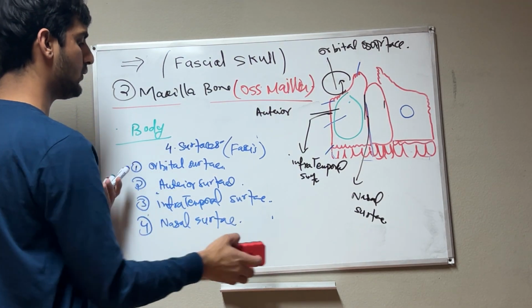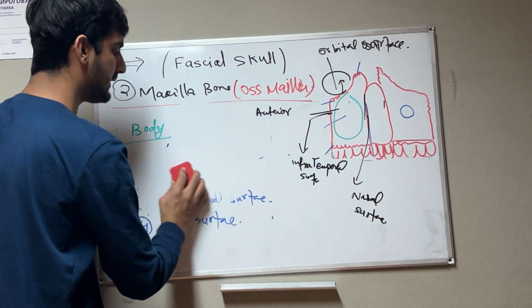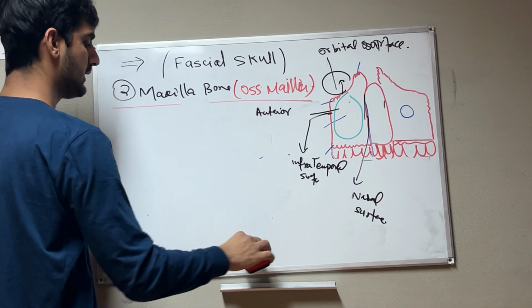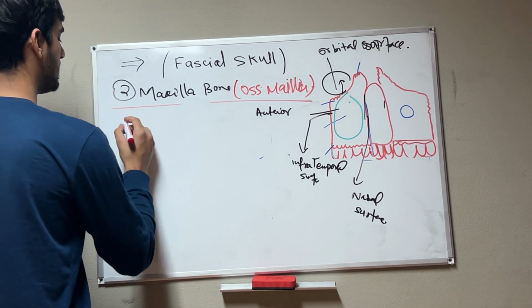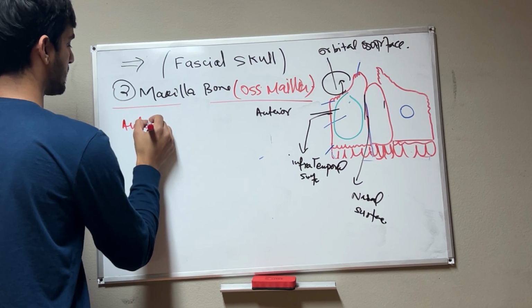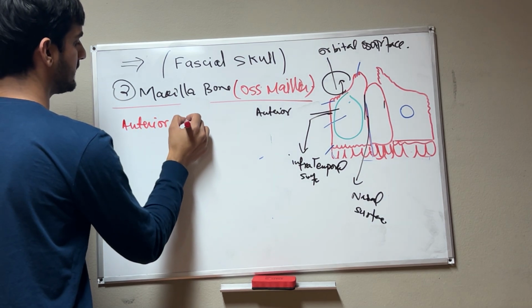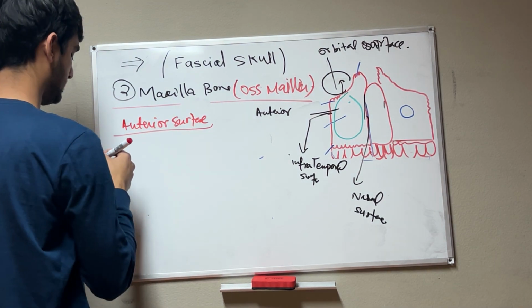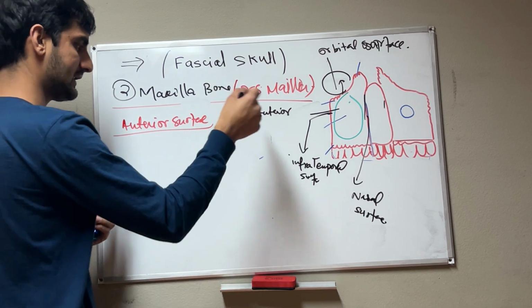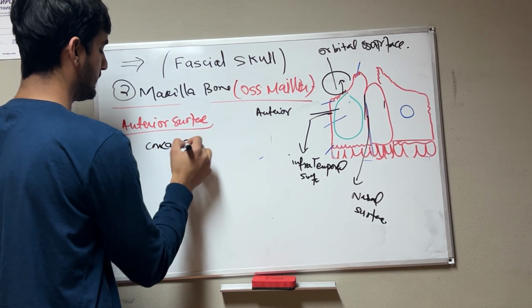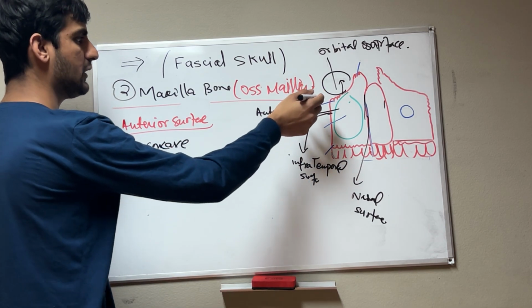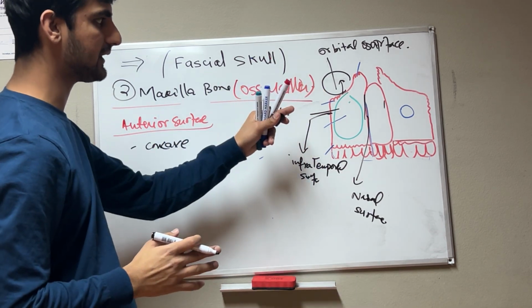Now, what we have on each surface is formation. We have a little bit of formation in each surface. First we are going to discuss the anterior surface. The anterior surface is concave, which I told you is a concave shape.